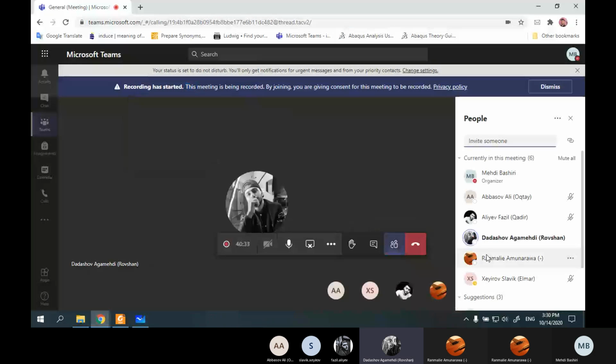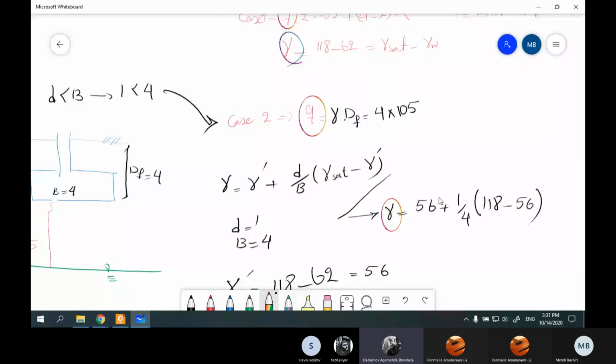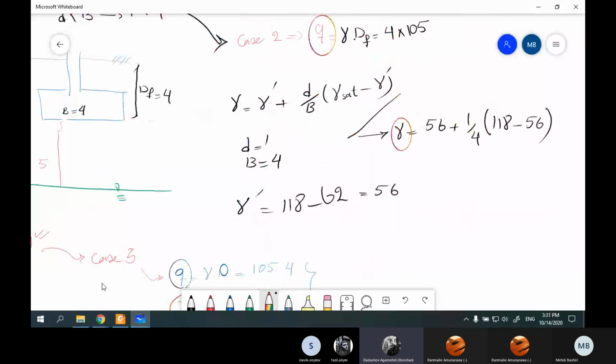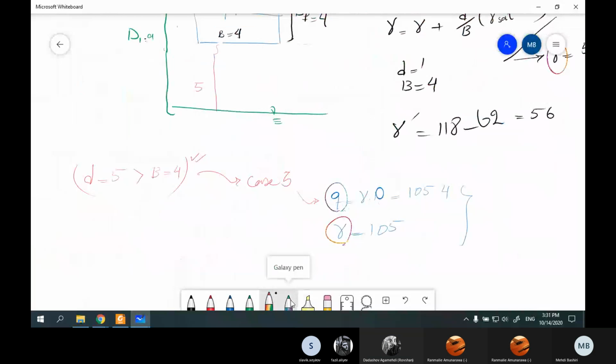Teacher, I didn't understand the last one. Q equal to gamma multiple 0. What does it mean? Which one? Case 3? The last one, 3. In case 3, no, it's not 0. It's D. Df. It is Df, yes. What about now? It's clear now? Yeah, it's clear.